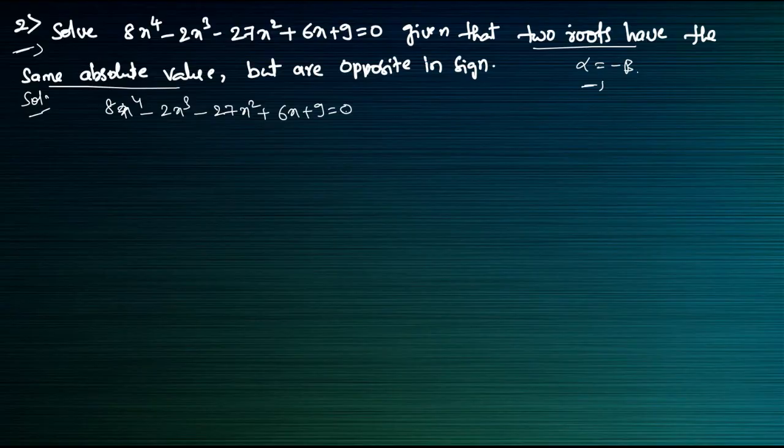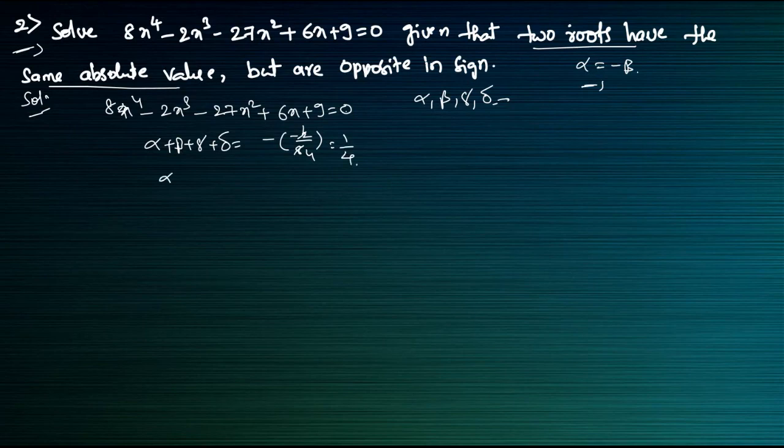Suppose alpha, beta, gamma and delta are the roots of this equation. The sum of the roots, alpha plus beta plus gamma plus delta, is equal to minus b by a, so it will become minus of minus 2 by 8, which is 1 by 4. And the product of the roots, alpha beta gamma delta, is 9 by a, so 9 by 8 will come here. These are the two important points we have to find here.